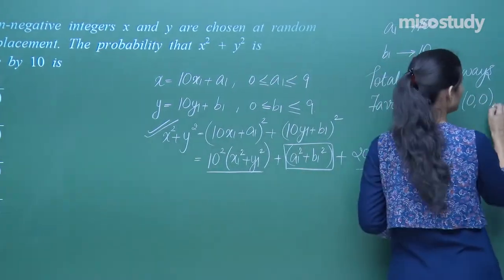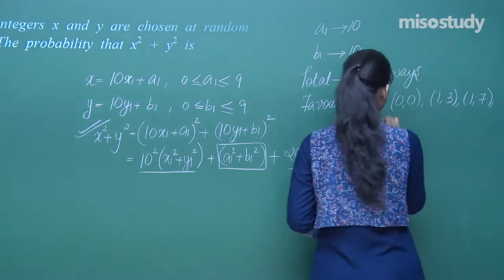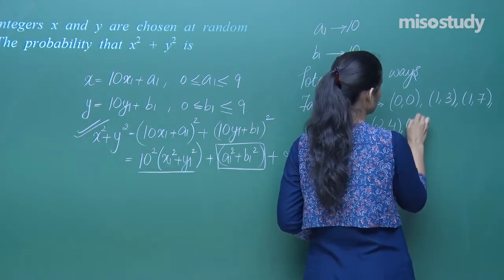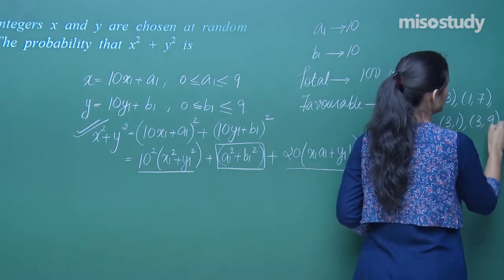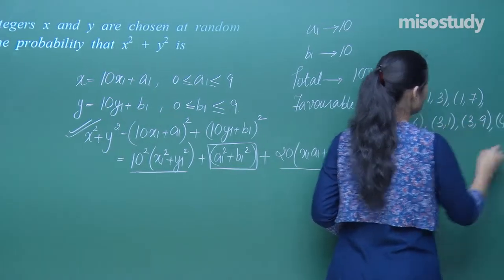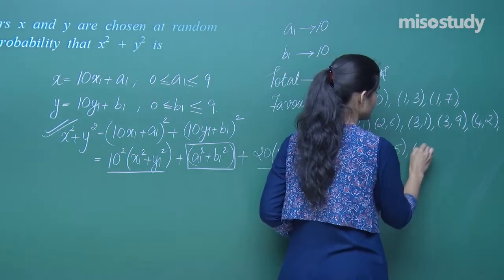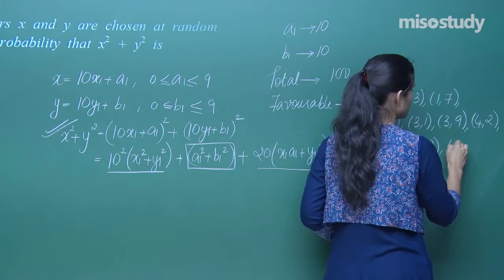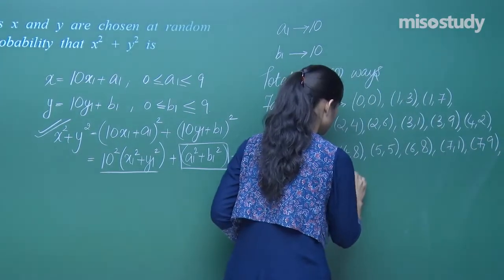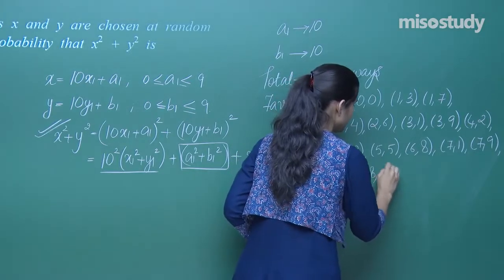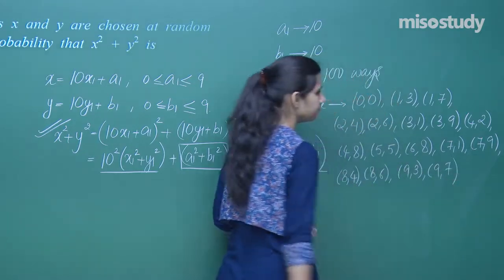0, 0; 1, 3; 1, 7; 2, 4; 2, 6; 3, 1; 3, 9; 4, 2; 4, 8; 5, 5; 6, 8; 7, 1; 7, 9; 8, 4; 8, 6; 9, 3; and 9, 7.